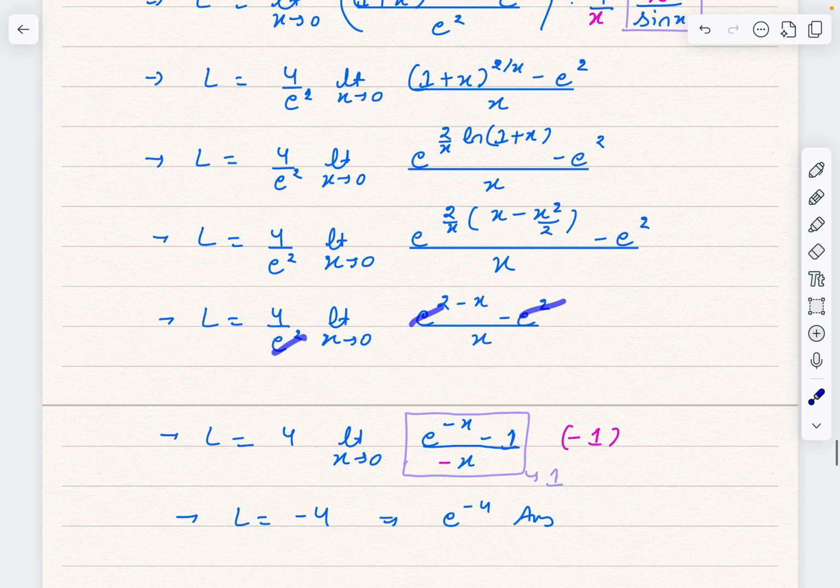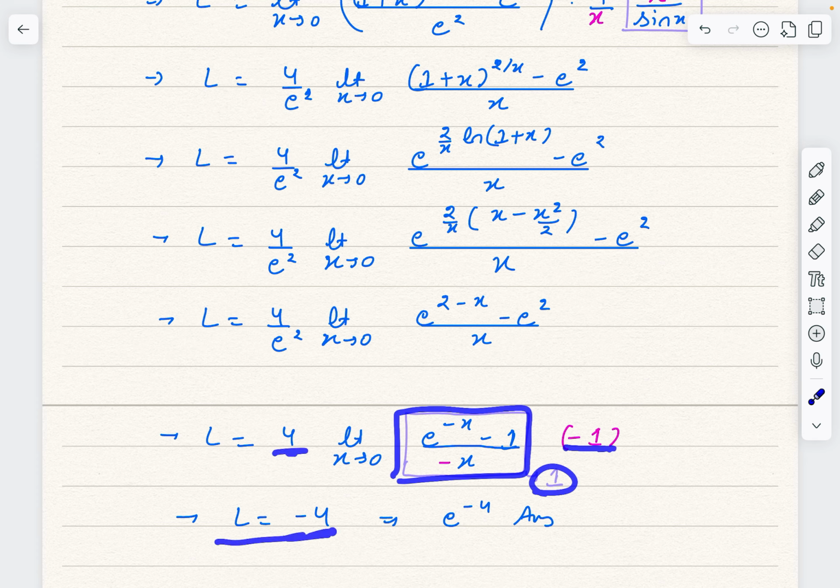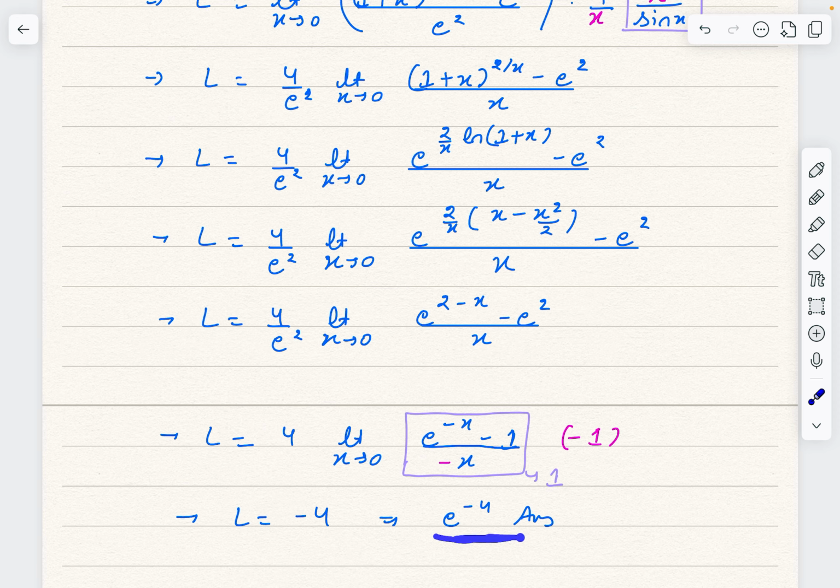We get 4 into limit x tend to 0. This will become e power minus x minus 1 divided by x. So multiply and divide by minus 1, because if we have minus x here in the numerator, the denominator also should be minus x. So this limit will come out to be 1. This is minus 1. This is 4. So L will be minus 4. L was in the power of e. So final answer is e power minus 4.